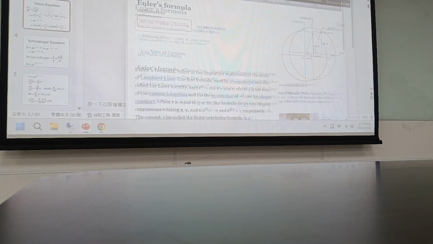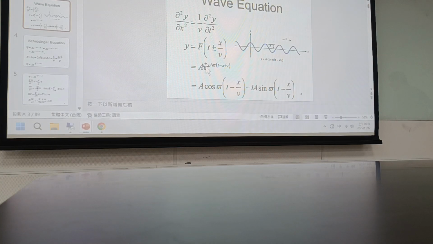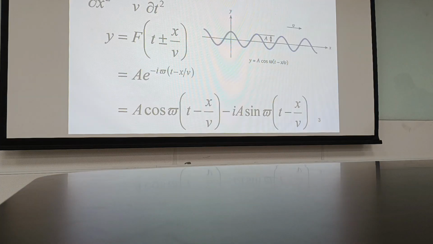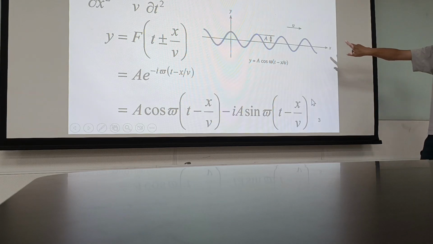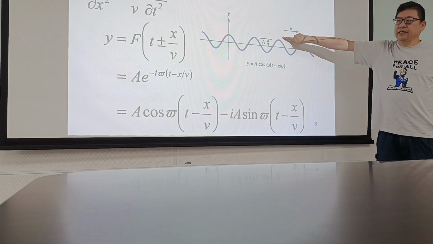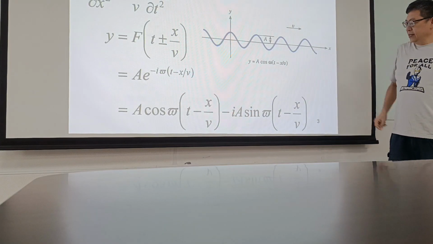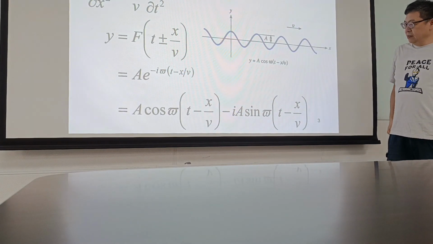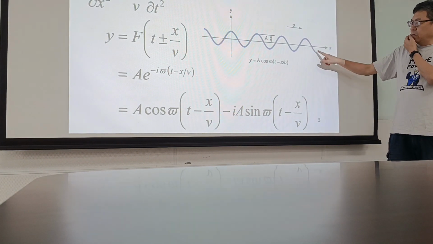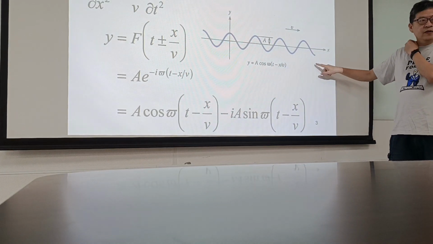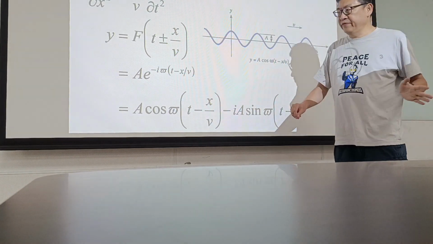So exponential i theta equals cosine theta plus i sine theta. So exponential minus i omega (t minus x over v) can be rewritten like this. And these are sine and cosine, periodic functions, which means they go up and down, up and down, up and down. Okay? So the period, I think the period equals 1 over, no, not 1 over.